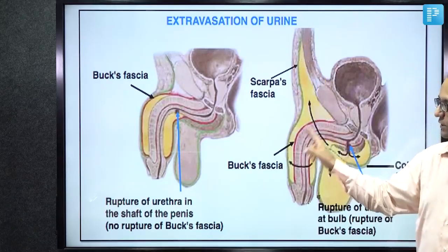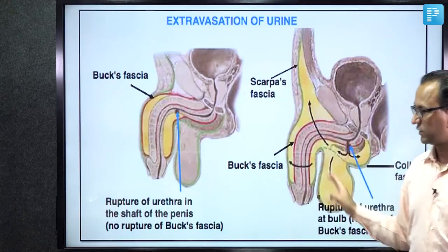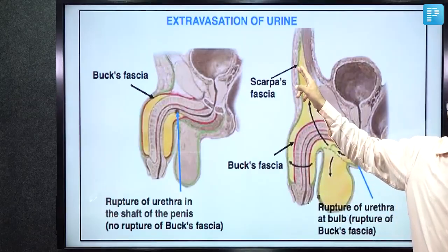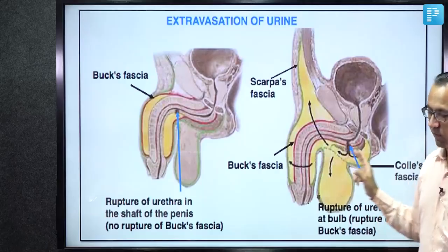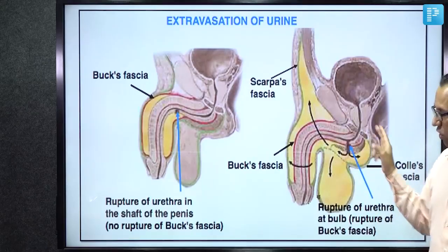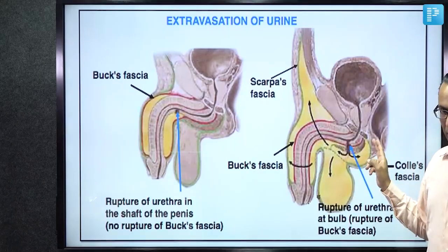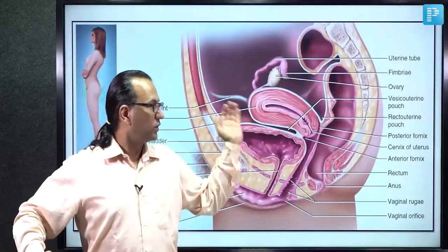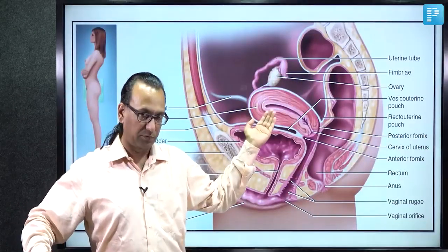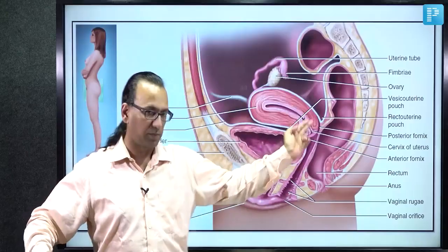So these are the four places you can have extravasation of urine, as you have seen in bulbous rupture of urethra as well. But this urine cannot enter the deep perineal pouch or the ischiorectal fossa or the layers of the thigh.